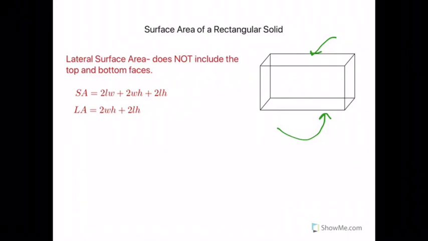So sometimes you'll be asked to find, again, the lateral surface area. So what you do is, instead of using this formula, you're going to use this formula, and it's almost the same thing. The only thing that's different is we take out this part of it, because we're taking out the top and bottom. So let's get rid of this formula and just use LA, which stands for lateral area.